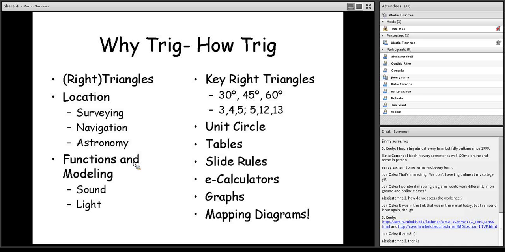And how do we do the trig? Well, we start with some key right triangles like a 30, 60, 90, or the isosceles right triangle, the 3, 4, 5 right triangle, or maybe the 5, 12, 13 triangle. Places where we use the Pythagorean theorem, and then we move to the unit circle, we make some tables, then historically we might have used slide rules for dealing with the trigonometry. Eventually, we'd use our calculators. Then we start talking about the graphs of these functions, and what we don't do is mapping diagrams. But that's what we're going to do today.